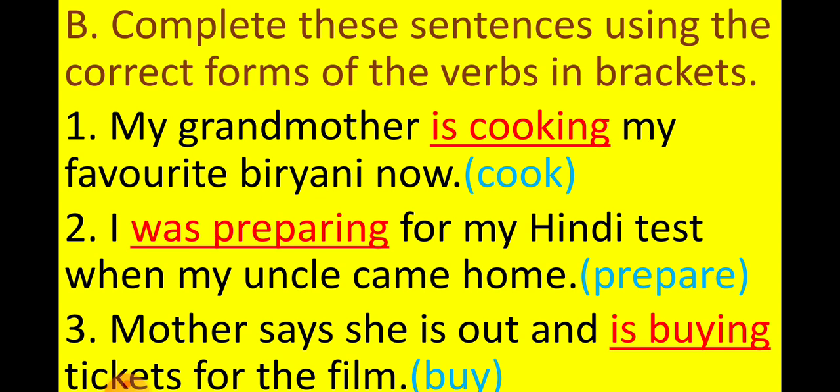So let's take up: my grandmother is cooking. This is the present progressive tense, means present continuous tense, of the word cook: is cooking. My grandmother is cooking my favorite biryani now.